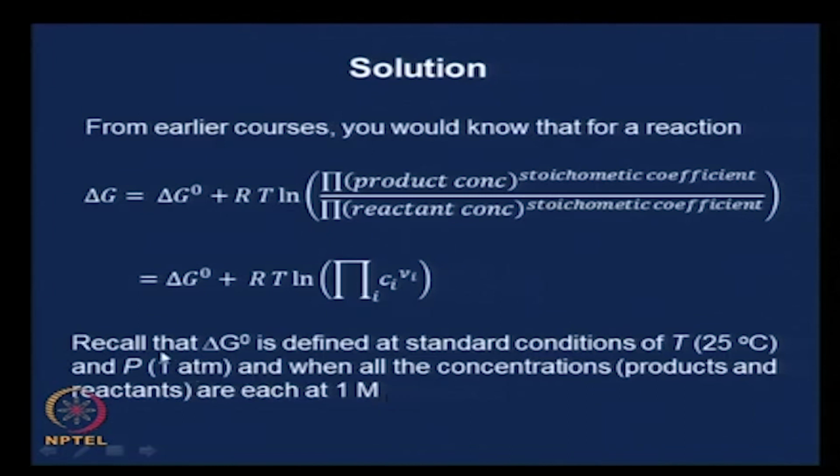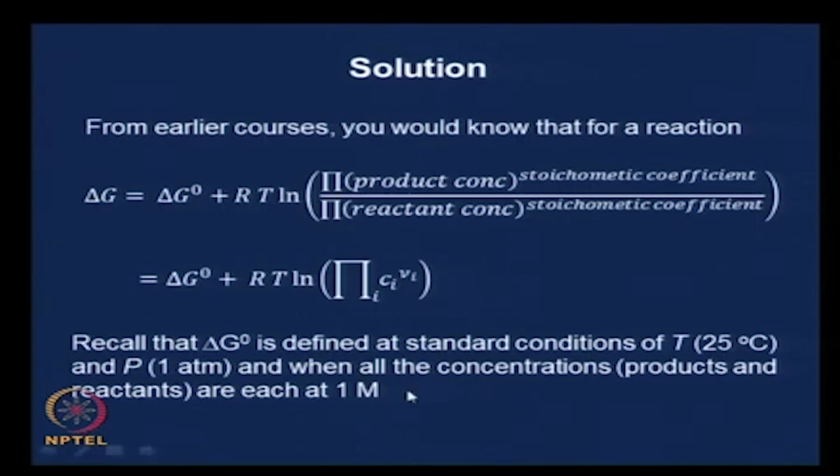Now recall that delta G naught is defined at standard conditions of temperature, which is 25 degrees C, and pressure, which is 1 atmosphere, and more importantly in the context of whatever we are going to discuss now, when all the concentrations, that is the concentrations of products as well as reactants, are each at 1 molar concentration. That is how delta G naught is defined.